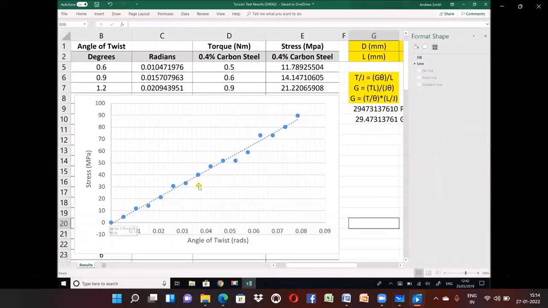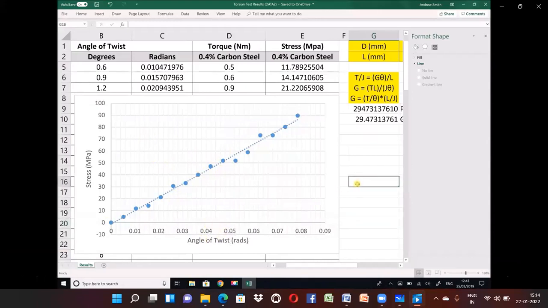So in order to determine the gradient of that graph, we just need to pick any point on the line and do the y variable over the x variable. So this time, let's pick this point here, which clearly sits on the line. And we have a stress of 50 megapascals. And we have an angle of twist of 0.046. This time, each of these represents 0.002, as we can see from our scale.